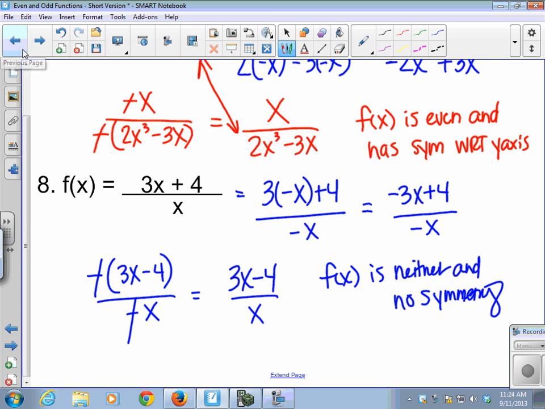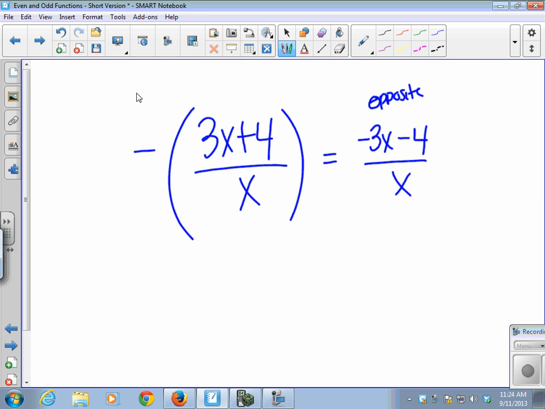And that's all we are going to do with even and odd functions. There are some more problems that we could look at, but we're going to stop there.